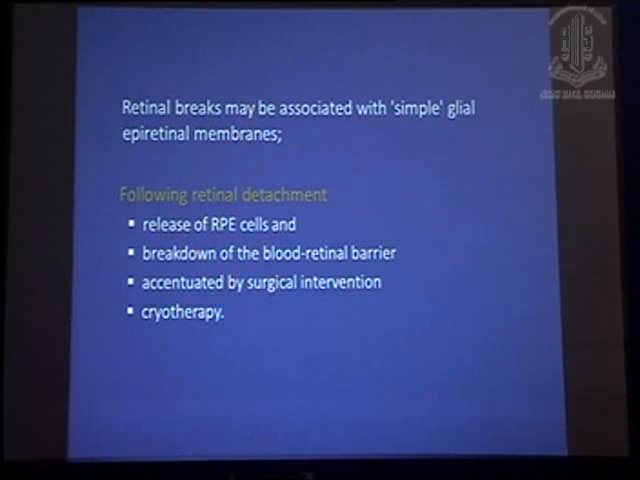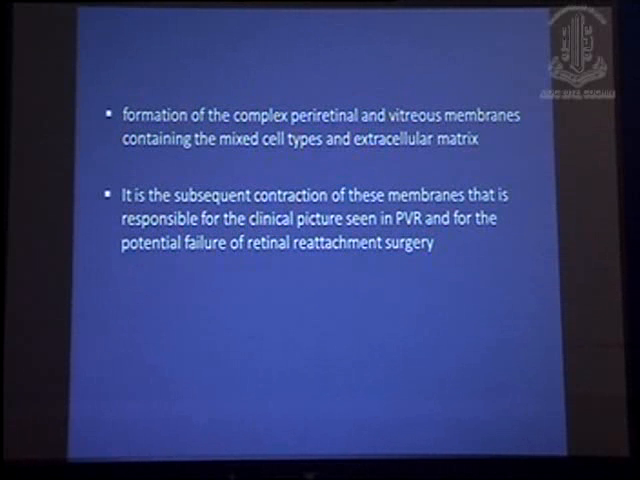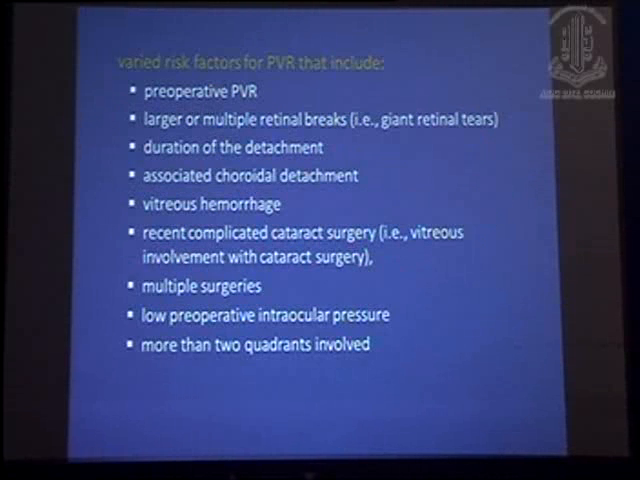Now, the membranes may be glial. The pathogenesis being, following detachment, there is release of RPE cells, there is breakdown of the blood retinal barrier, sometimes accentuated by surgical intervention and cryo, and there is formation of complex periretinal and vitreous membranes containing mixed cell types and extracellular matrix. Now, it is the subsequent contraction of these membranes, myofibroblasts being mainly responsible, that is responsible for the clinical picture seen in PVR and for the potential failure of retinal reattachment surgery. These are the various risk factors, all well known.